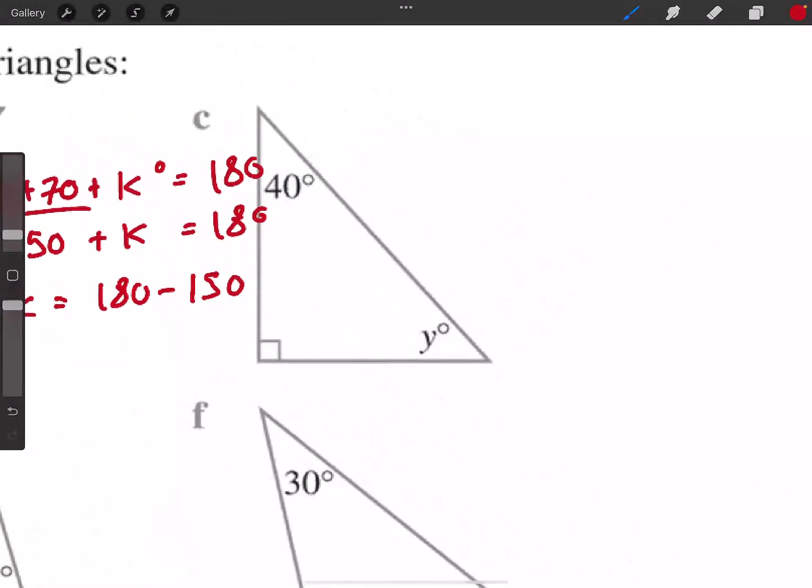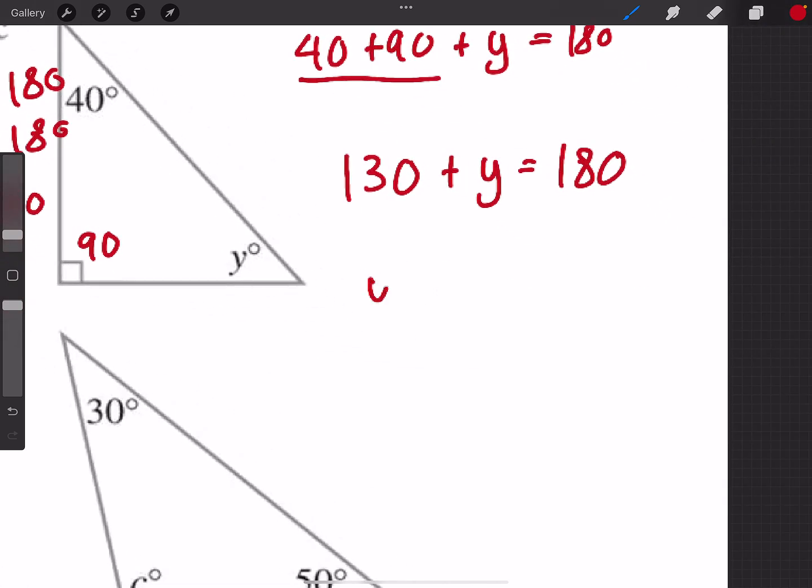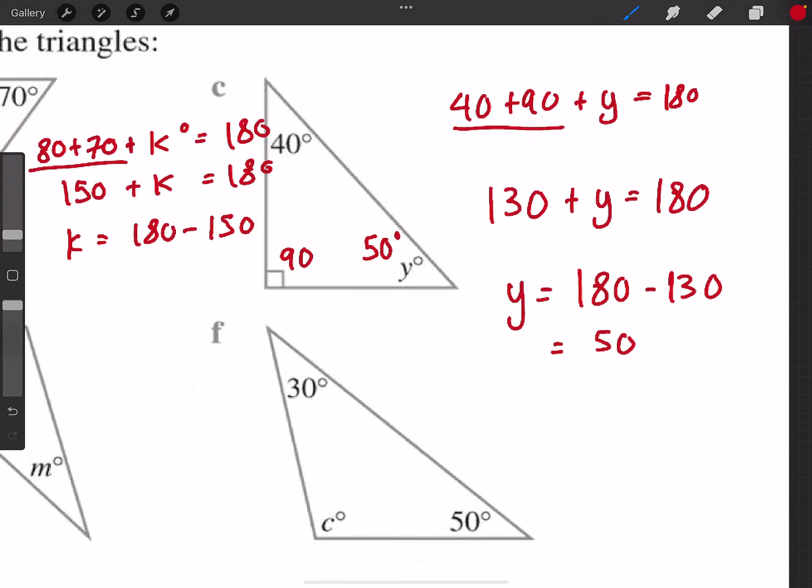Question C. Now we know this is 90 degrees. So we've got 40 plus 90 plus Y equals 180. 40 plus 90 is equal to 130 plus the angle Y is equal to 180 degrees. So therefore Y is equal to 180 degrees take away 130 degrees, which will give me 50 degrees. So therefore this has to be 50 degrees.